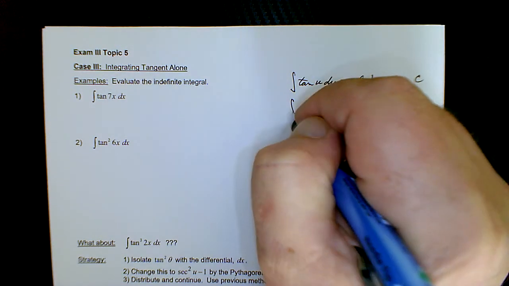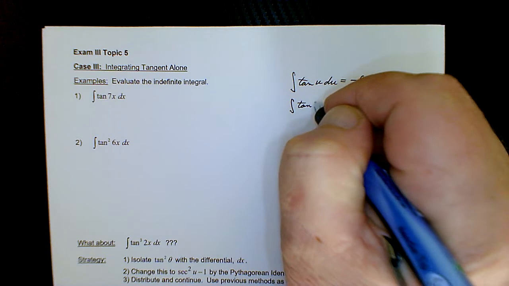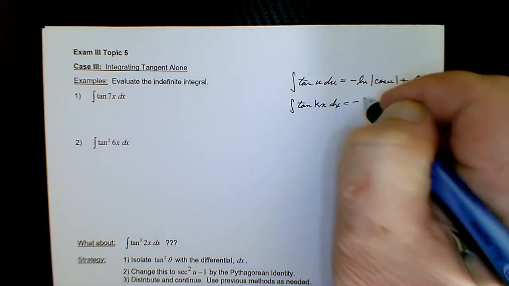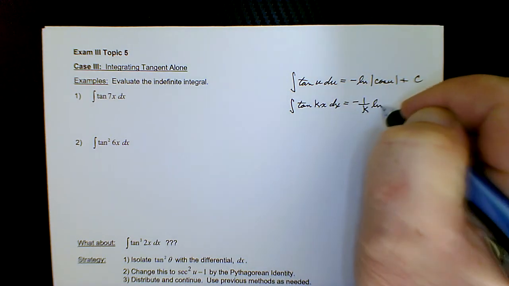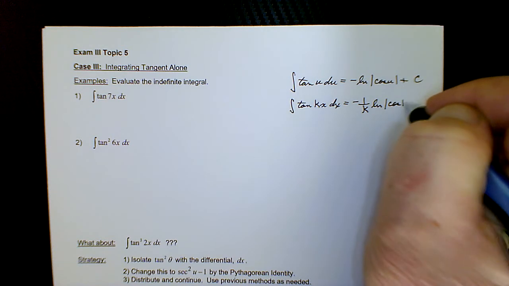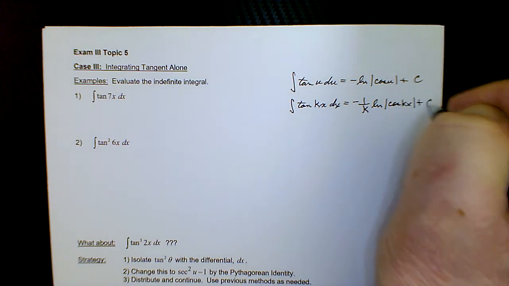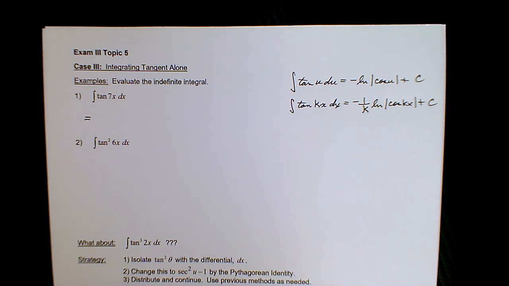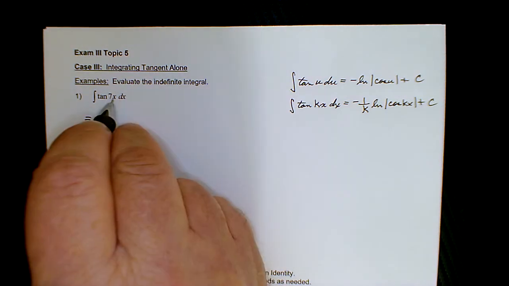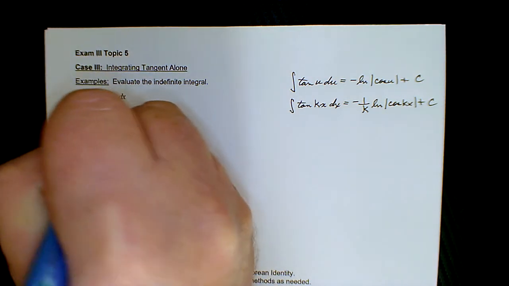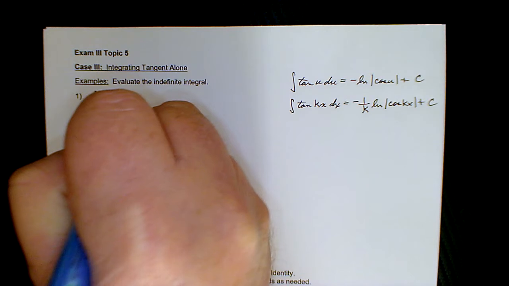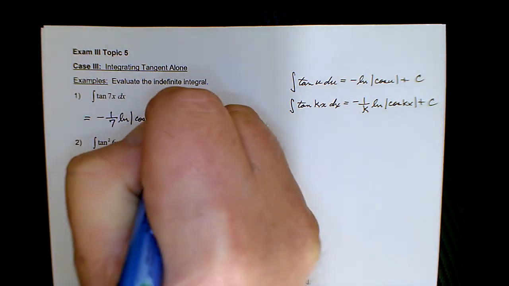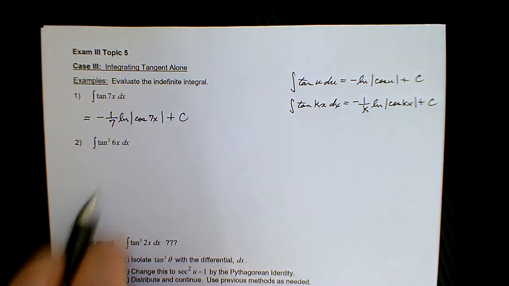And so adopting the linear argument rule for that, the integral of tangent of kx with respect to x would be minus 1 over k natural log absolute value cosine of kx, plus a constant. So that's the way we handle tangent to the first. No need for a u substitution because it's a linear argument. So minus 1 over k is 7, natural log absolute value cosine, same argument, 7x, and then plus a constant.